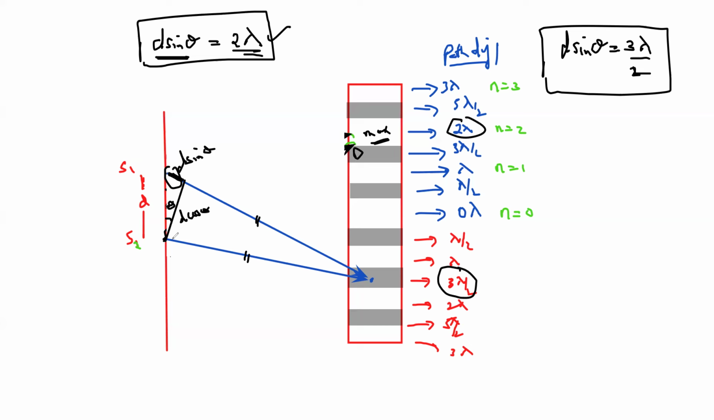How would being destructive or not affect it? No, it will, because d sine theta is equal to 3 lambda by 2. So when you use this formula, you can identify the spacing between the slits or the wavelength of the wave which is used, where n is known as the order of the image.